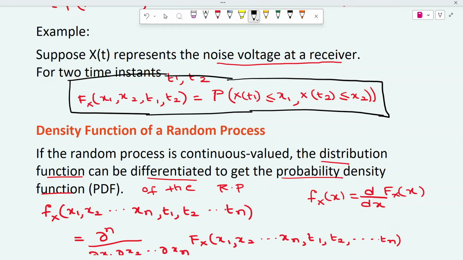So I hope you have understood what the distribution function and density function of a random process are.